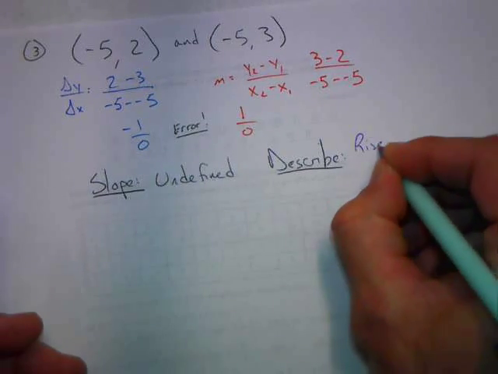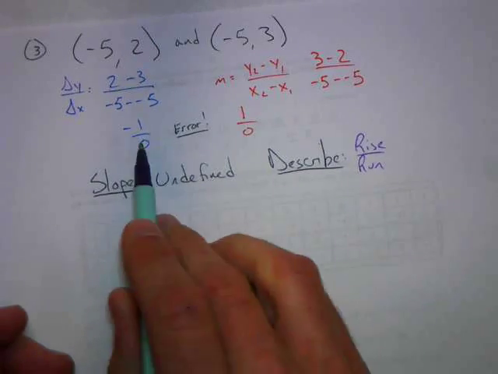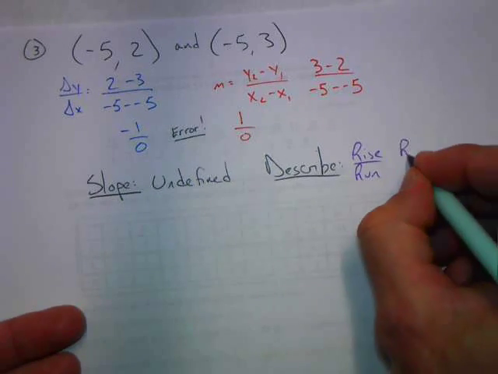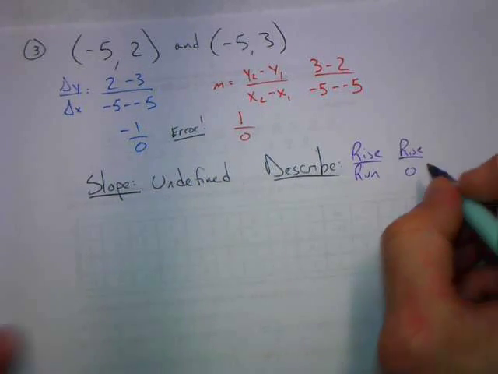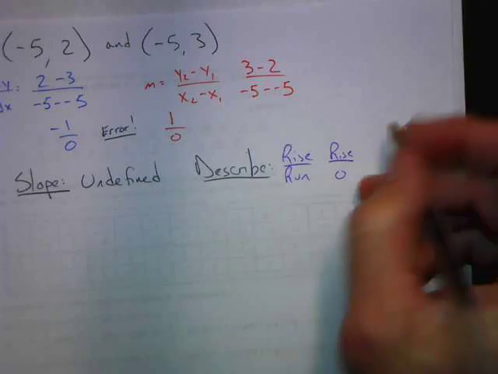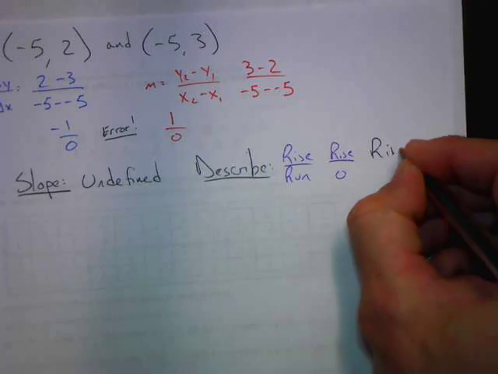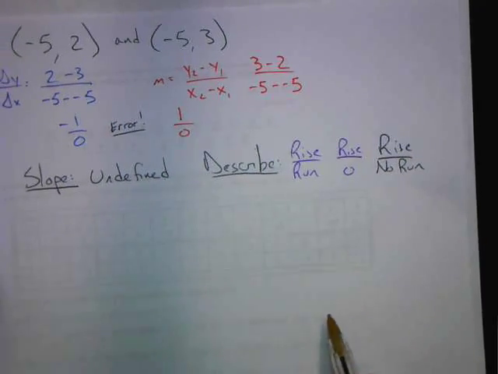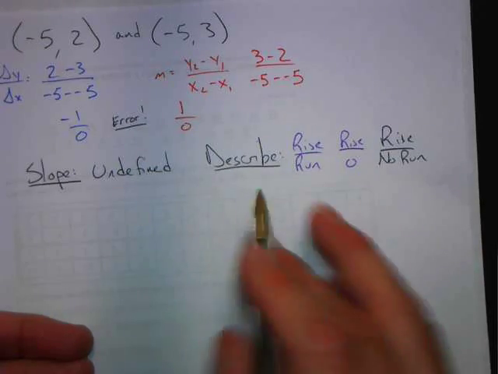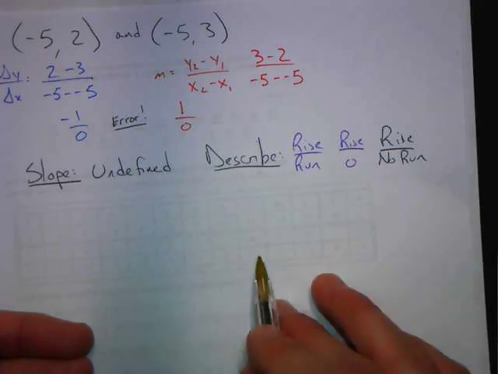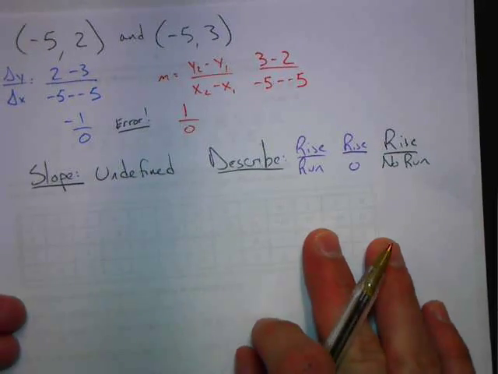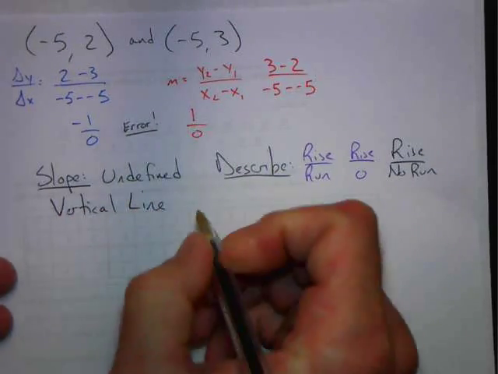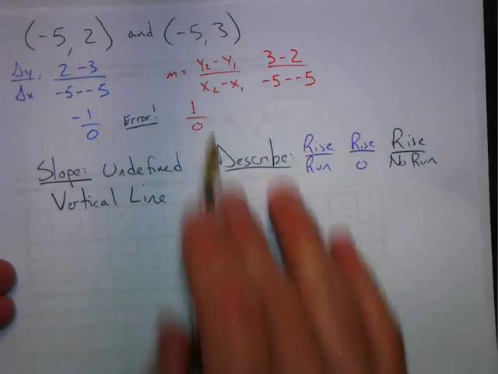Remember, slope is rise over run. But in this case, our 0 is at the bottom. And that means we have some kind of rise over 0 for a run. And if we have a 0 run, that means there is no run. We only have a rise. There is no run. So picture a graph that has only a rise but no run. It's not running side to side. It's just a rise. What does that look like? That looks like a vertical line. So when you are describing a slope that is undefined, you are describing a vertical line.